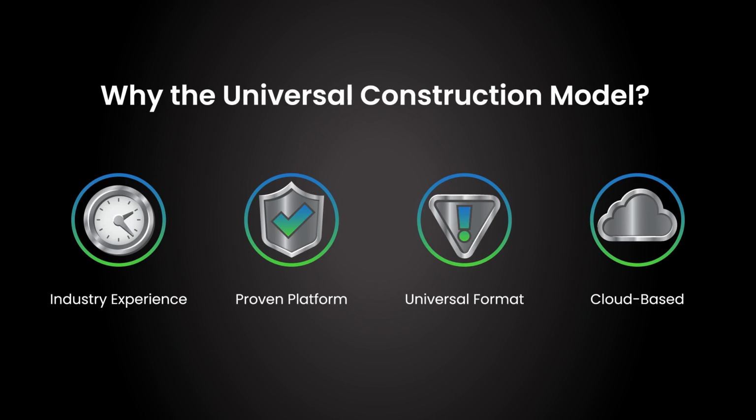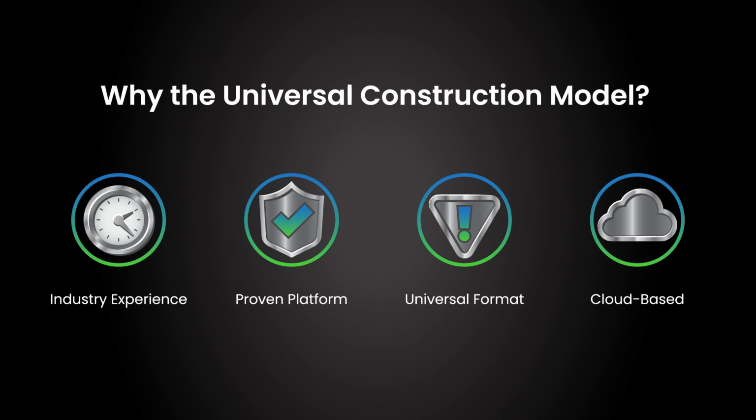First, industry experience. HH2 has evolved the UCM to connect siloed systems for almost 18 years. Second, a proven system. Thousands of construction companies rely on the UCM to keep their data current across many ERPs and third-party solutions. Third, a universal format. Sage has a proprietary data structure and methods for accessing and storing the data entities. So the UCM does the heavy lifting in accessing the data and bringing it into a more universal structure in the cloud. Last, a cloud-based solution.